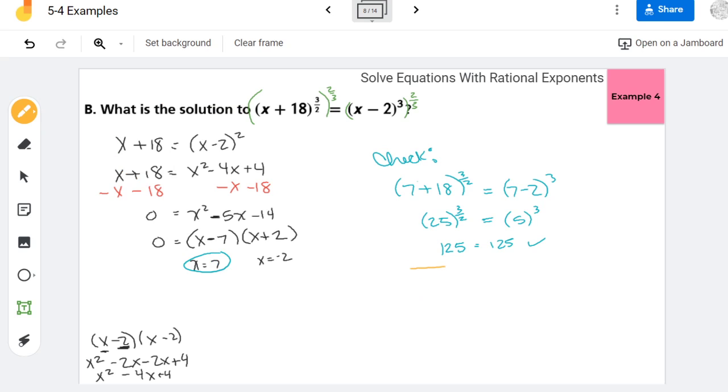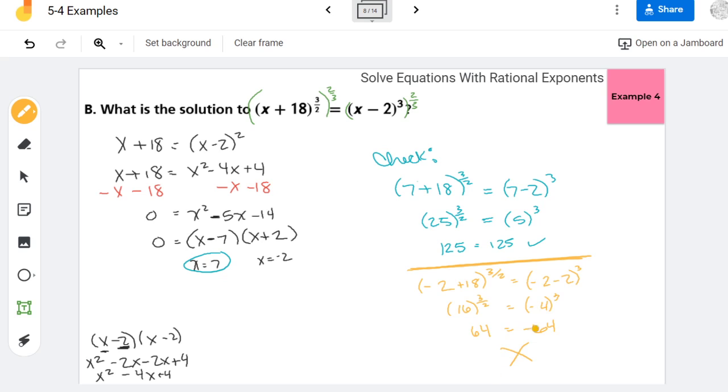All right, so now I'm going to do that same thing, but now with negative 2. So I have negative 2 plus 18 to the 3 halves equals negative 2 minus 2 cubed. So on the left, negative 2 and 18 make 16. And on the right, negative 2 and negative 2 is a negative 4. I'm doing that same trick I did up here with the 25, okay? I'm going to take the square root, which is 4, and cube it, which is 64. And then here, negative 4 cubed is negative 64.